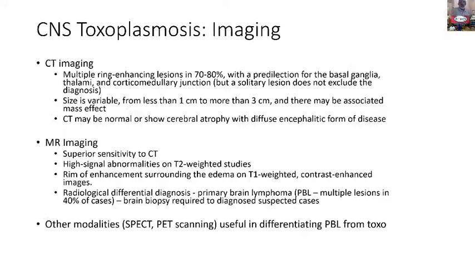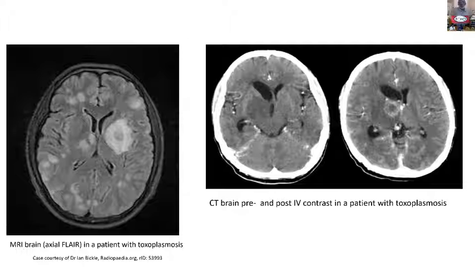So the following are some images from cerebral toxoplasmosis. The image to your left is an MRI brain from somebody with cerebral toxoplasmosis, demonstrating the typical multiple bilateral lesions with that rim of enhancement around a hypodense core. To the right is the CT brain pre and post IV contrast in someone with cerebral toxoplasmosis. The pre-contrast lesion is to the left, the post-contrast to the right.